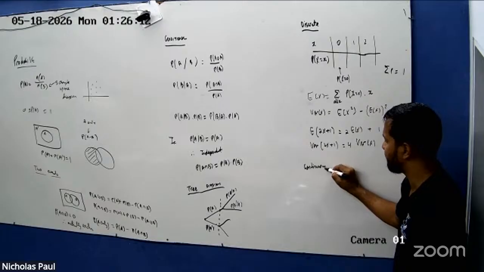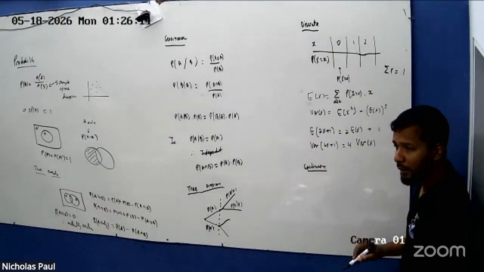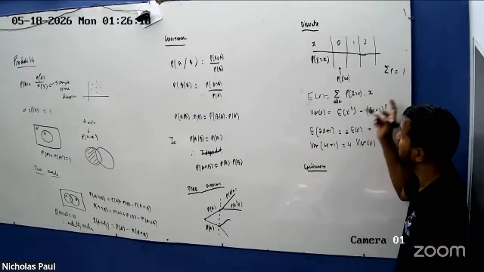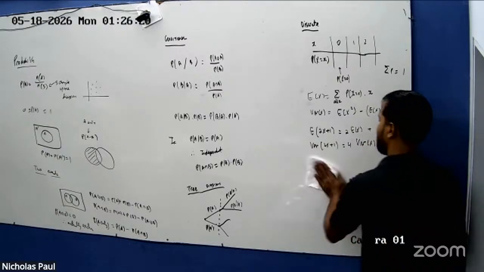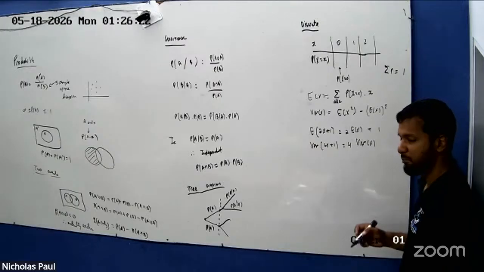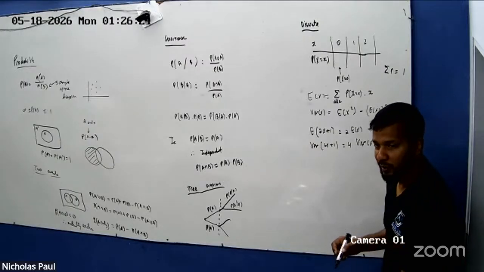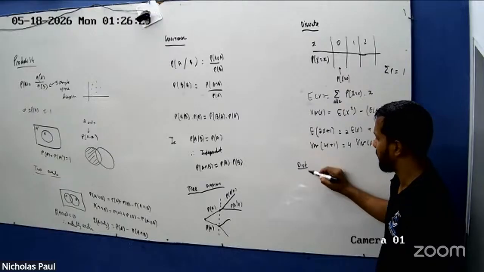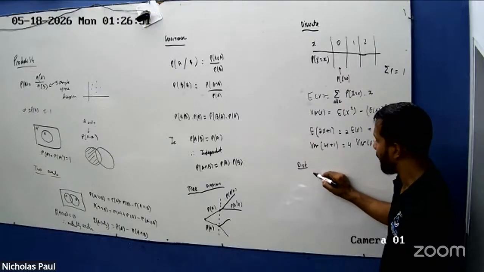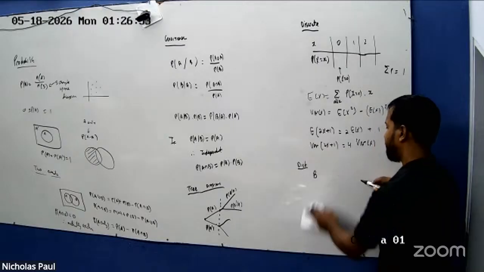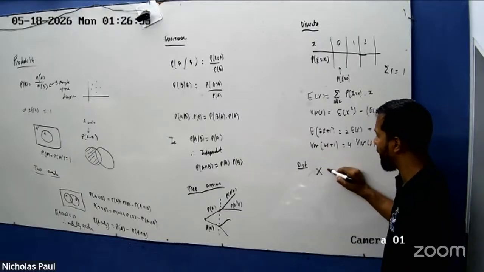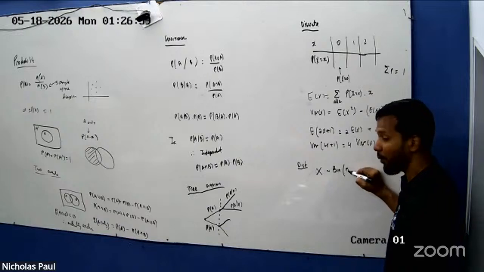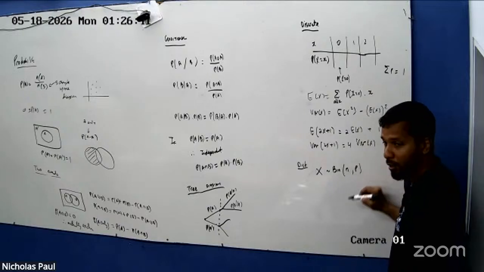Continuous. Most popular continuous is the normal distribution, right? What's an example of a discrete distribution? The binomial, right? How do we write binomial? What are the two parameters that define a binomial? Number in the sample and the probability.